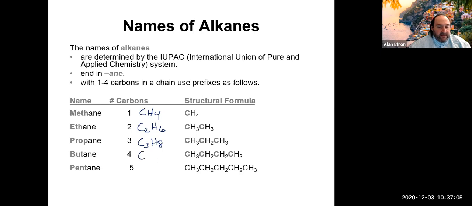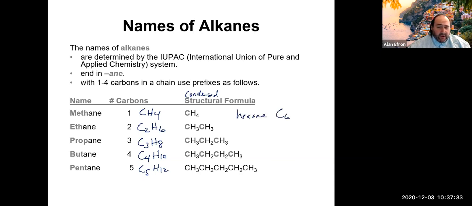We have butane, which is 4 carbons. 4 times 2 is 8 plus 2 is 10. We have pentane, 5 carbons. 5 times 2 is 10 plus 2 is 12. So these are the formulas. This is the structural condensed formula over here. Why don't we continue on? We also have, after that, hexane.